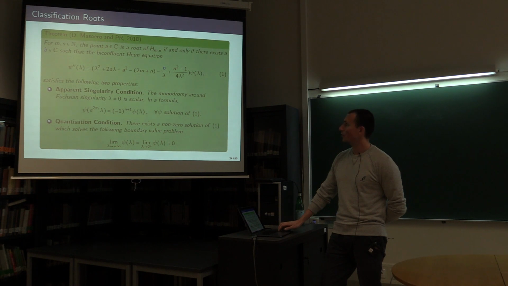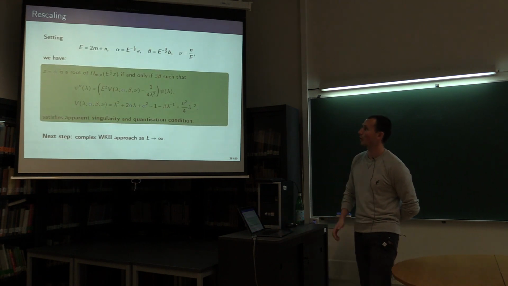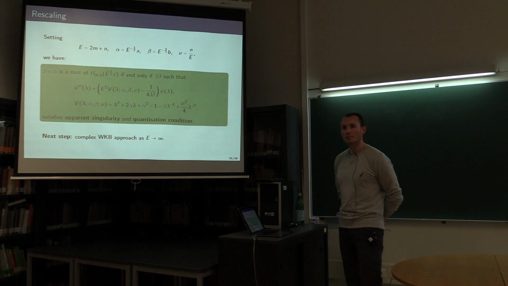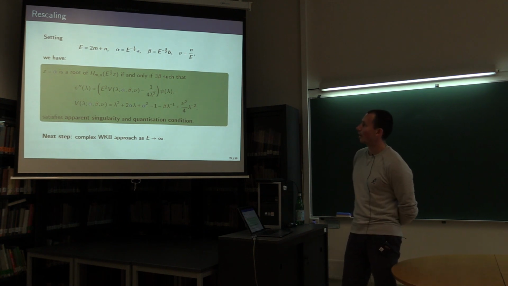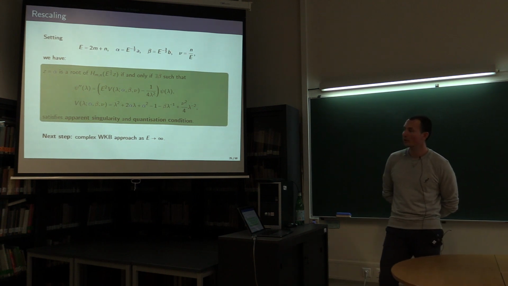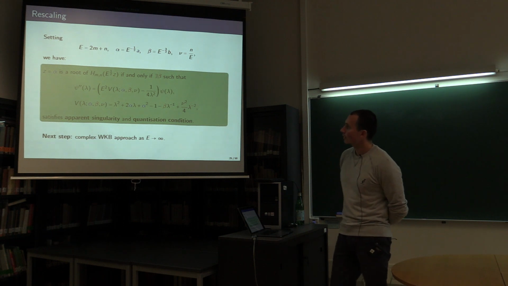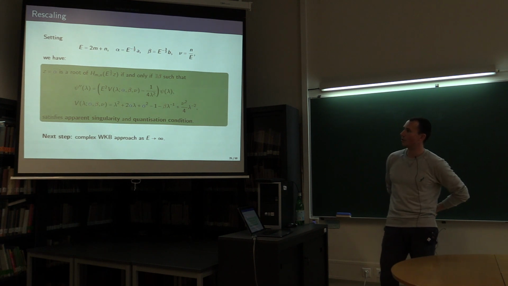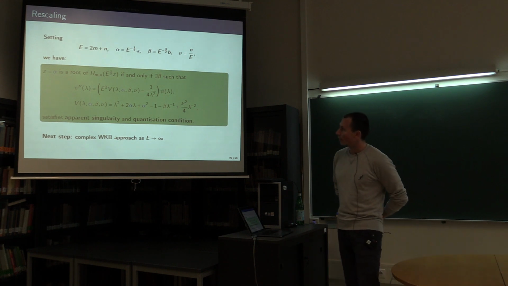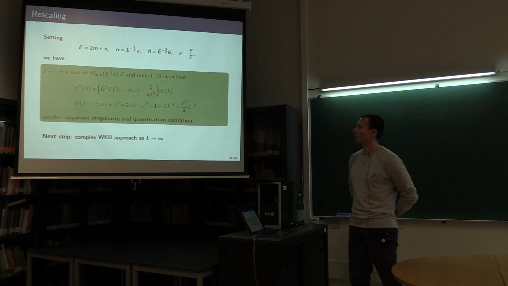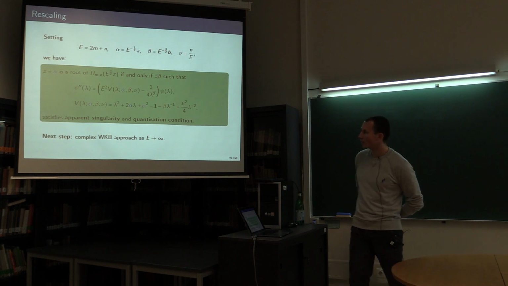Okay, so we want to rescale this problem a little bit for the WKB analysis. So I already introduced this large parameter E, which is 2n plus m. We rescale A and B in terms of alpha and beta, and nu is equal to n over E. So then our problem is the following. Z is a rescaled root of H_{m,n} if and only if this bi-confluent Heun equation satisfies the apparent singularity and quantization condition. And so the next step is to analyze this bi-confluent Heun equation as E goes to infinity using WKB.